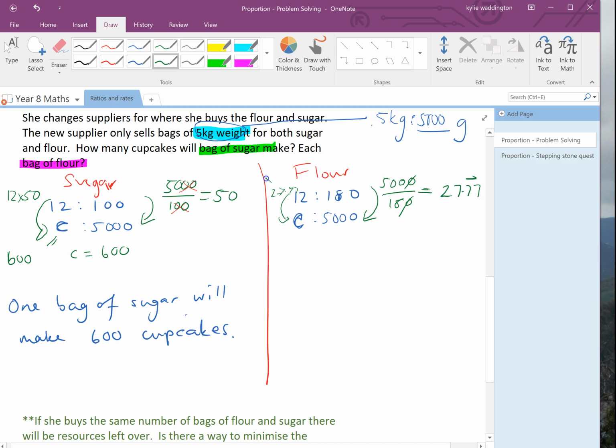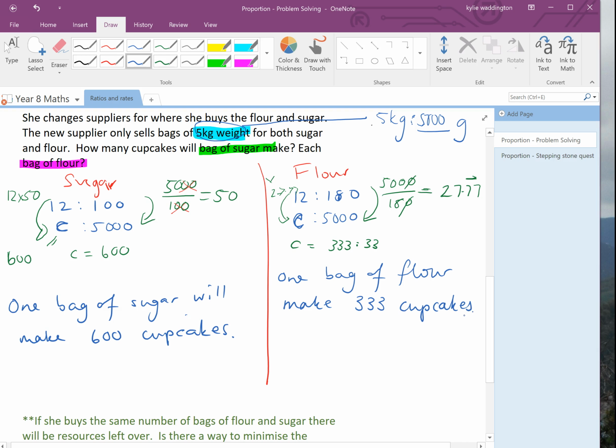Okay, so we take that number and we multiply the 12 by it, and again we can't do that as easily as we did before, so we just use our calculator, and our calculator gives us the value C equals 333.33. So we write our 1 bag of flour makes 333 cupcakes. Now you might say, well, hang on a minute, what happened to the 0.33?